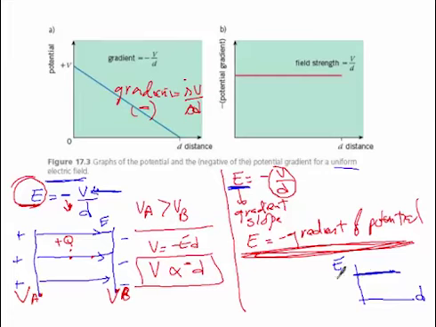Okay, what is E? Here E is the minus gradient of the potential. This is E. The y-axis for this graph represents E, which is minus the gradient. It's clear from here. So it is a negative of the gradient of potential.